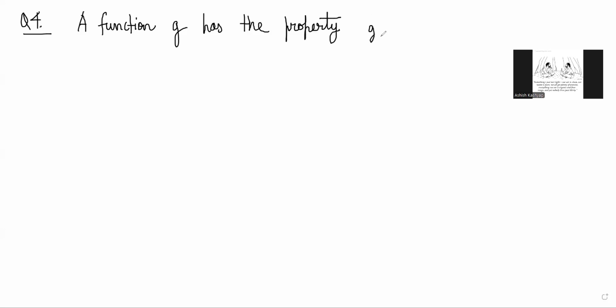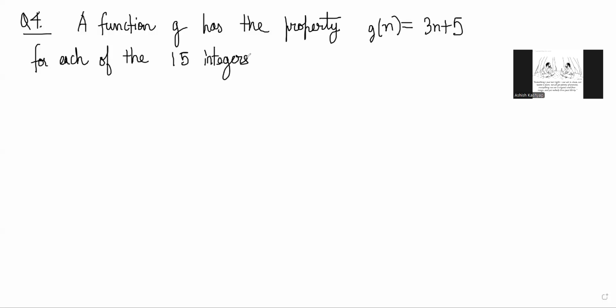We have a function g that has the property that g of n is equal to 3n plus 5 for each of the 15 integers in the range 1 to 15.